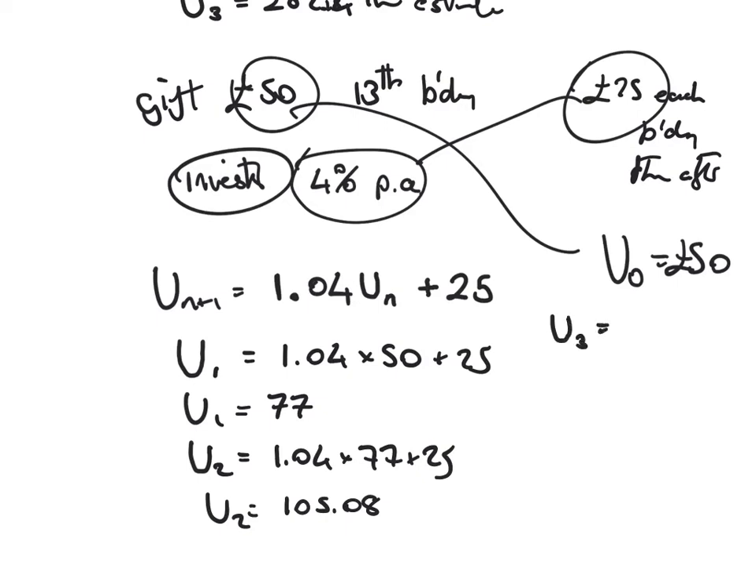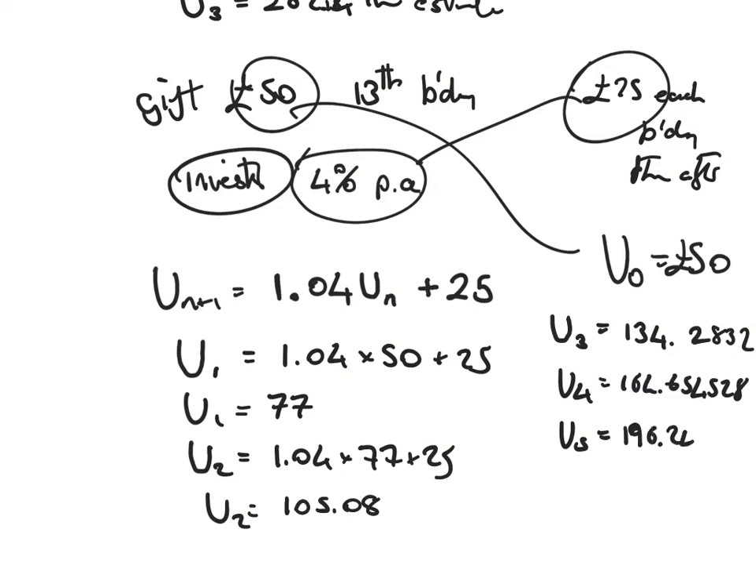Okay, so U3 will be his 16th birthday. Now the calculator will then realise it's a recurrent solution, so it's 134.2832. 17th birthday for U4, it equals again. That will be 164.654528. And finally his 18th birthday will be the fifth term, U5, and that's 196.2407091. Let's then round that to pounds and pence, so that'll be £196.24 on his 18th birthday, U5.